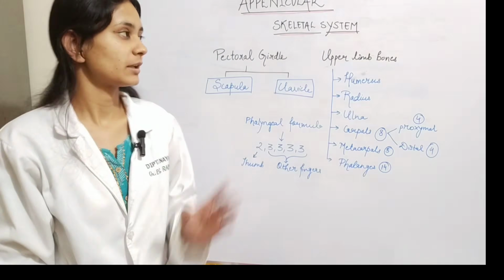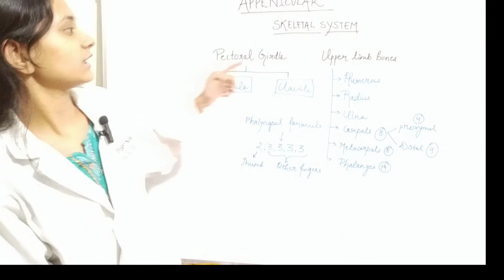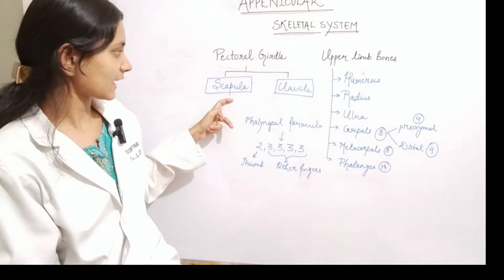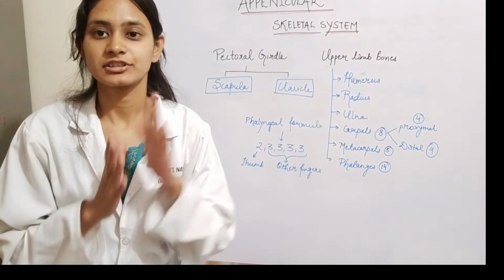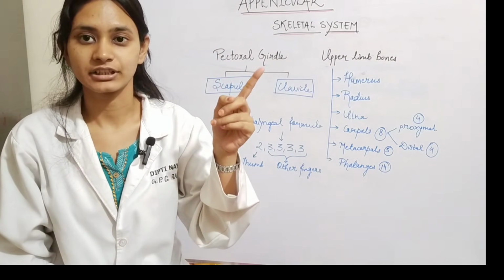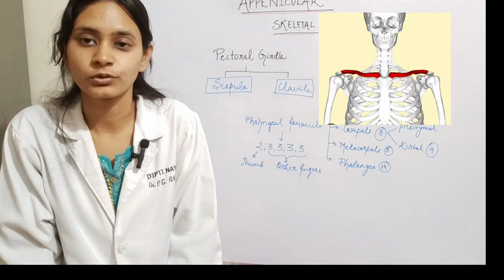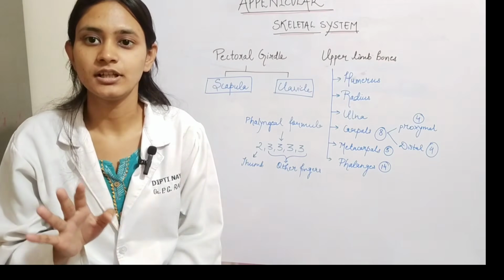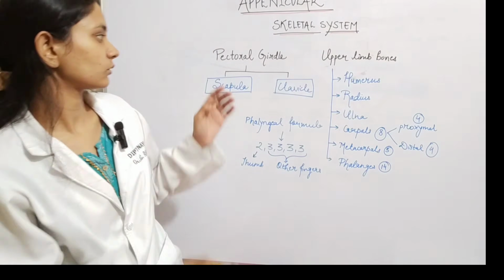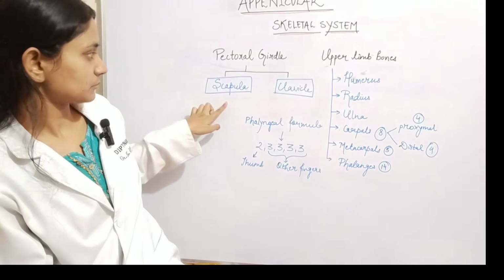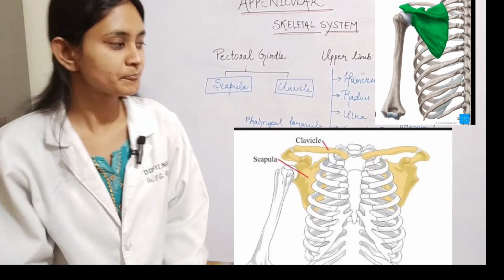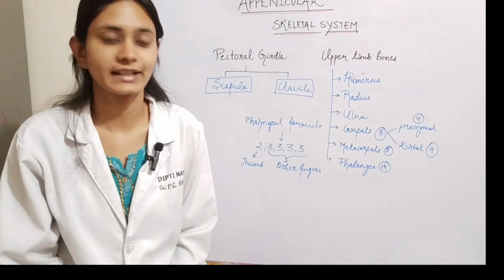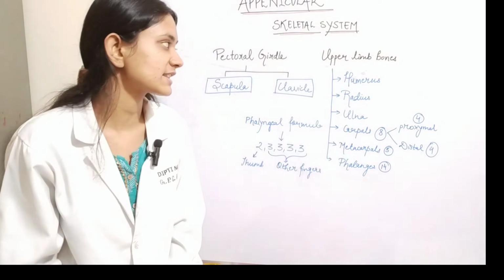So appendicular skeleton has pectoral girdle and upper limb bones. The pectoral girdle consists of two bones, that is scapula and clavicle. I will show the image right here. Clavicle is also known as the collar bone and it is the only horizontal long bone. We will study clavicle in detail in another topic, so I'm not covering the details now. Scapula is also known as shoulder blade, and upper limb bones are humerus, radius, ulna, carpus, metacarpus and phalanges.